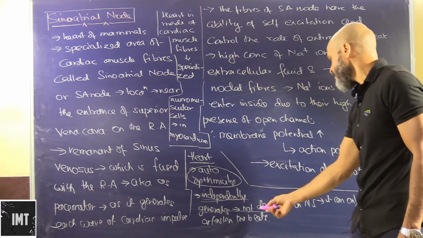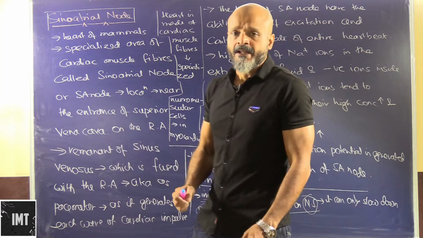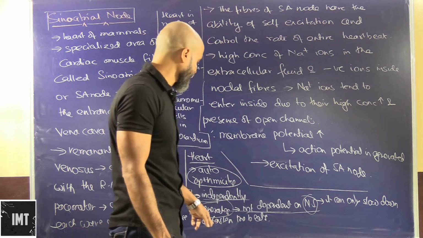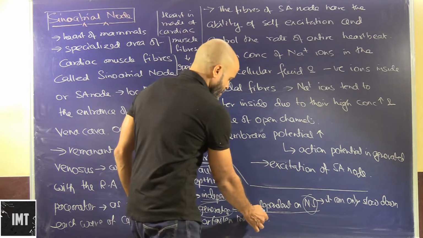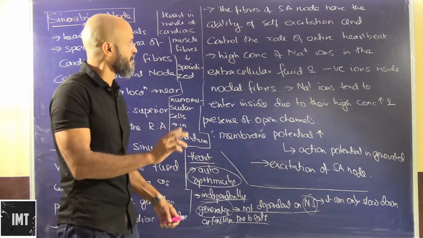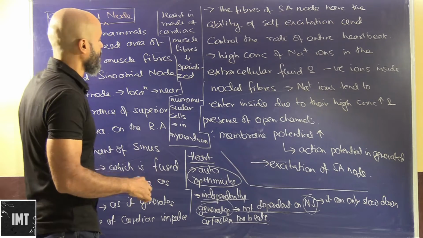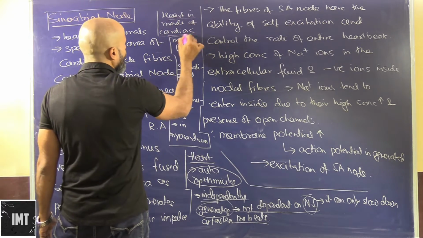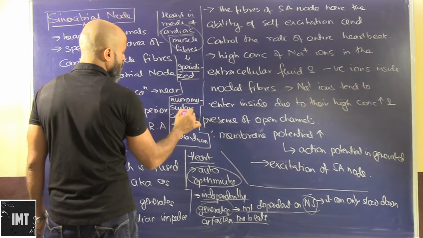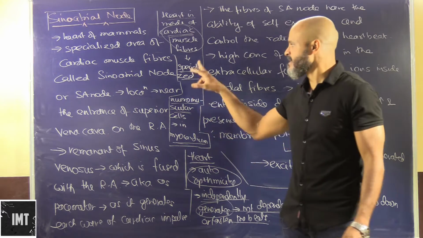It generates rhythmicity, and this is not dependent on the nervous system. It can only slow down or speed up the beats. So the nervous system can just slow down or speed up the beats, but it cannot impact the rhythmicity of the heart, which is auto-generated. It is not dependent on the external nervous system. So the heart is made up of cardiac muscle fibers, and there are specialized neuromuscular cells in the myocardium, and this is how the heart behaves.